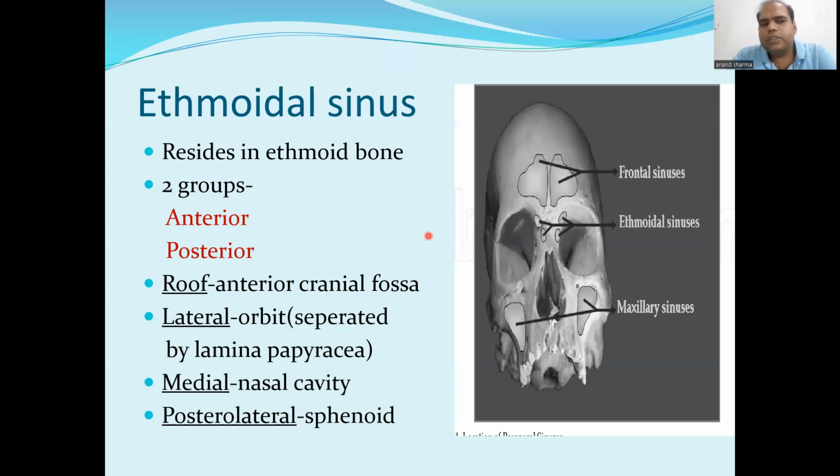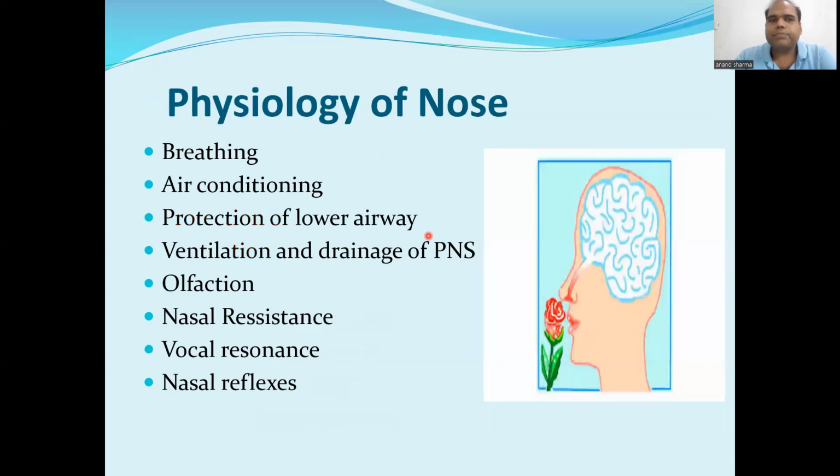Similarly, the roof of the ethmoid air cells is formed by the anterior cranial fossa. Posterolaterally, it is the orbit, separated by the lamina papyracea. Medially, it is the nasal cavity, and posteriorly, there is the sphenoid bone.